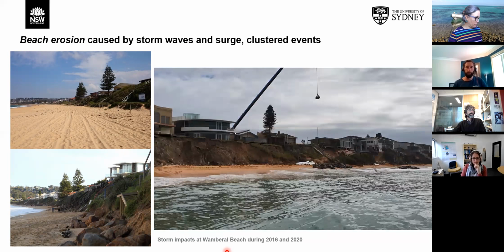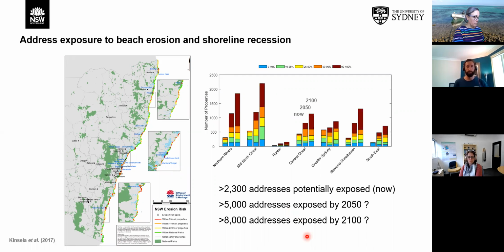So to get our handle around what the problem is in New South Wales, we carried out an exposure assessment a few years ago, which was written up. And we came up with some pretty scary numbers about what might be exposed to beach erosion and shoreline recession. And the numbers are here in terms of now, sort of 2050, mid-century, and by the end of the century.